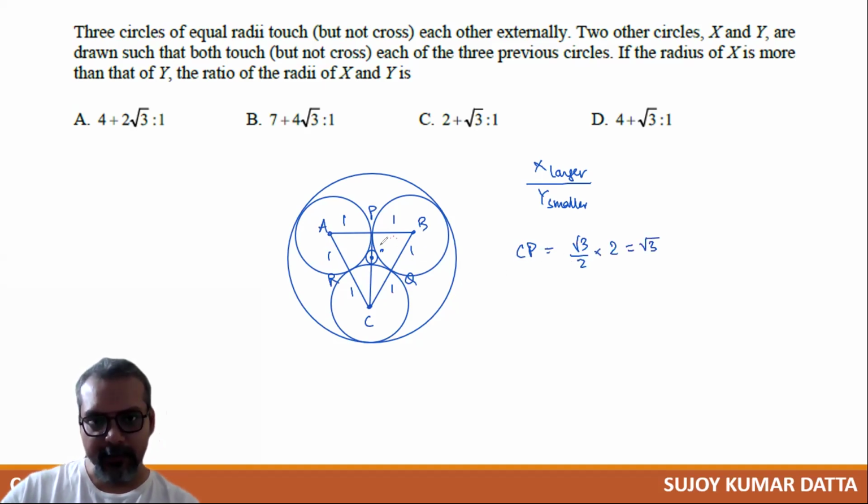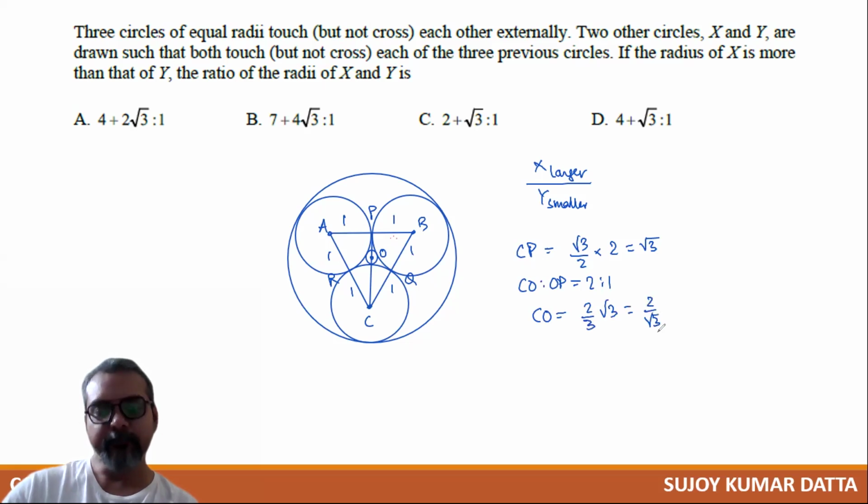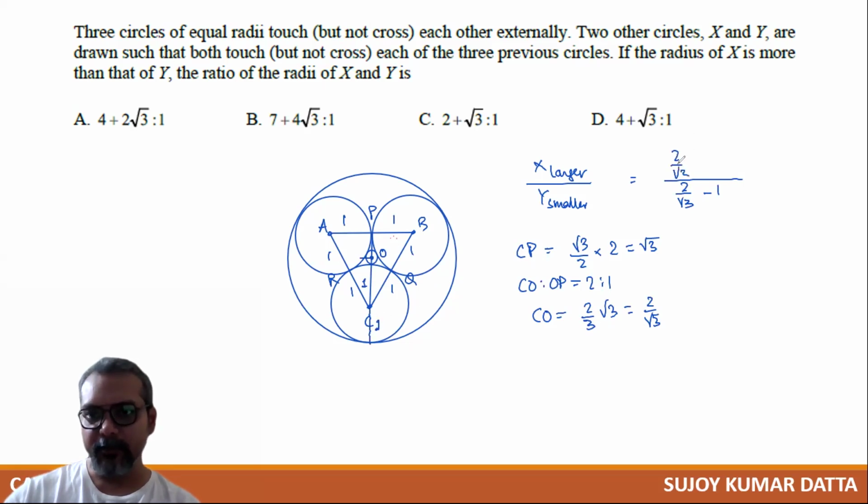Now O, this point, let's call it O, is the orthocenter, incenter, circumcenter, as well as the centroid. It's all of them. In the equilateral triangle, they are all the same point. So we know that CO is to OP will be 2 is to 1. So CO becomes 2/3 of root 3. So 2 over root 3. Now that CO is known, to find the small radius, we simply have to subtract this radius 1. So the small radius would be 2 over root 3 minus 1. And for the large one, we just need to add 1 again. So it's 2 over root 3 plus 1.